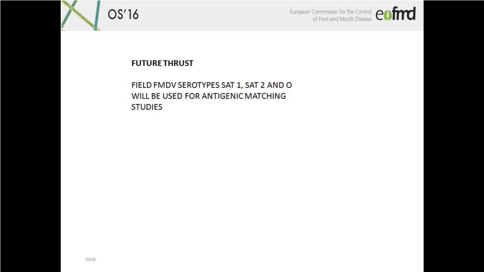Based on these phylogenies and the viral isolations, we have selected a few viruses from SAT1, SAT2, and O, and we are planning to do some antigen matching studies in future. Thank you so much.